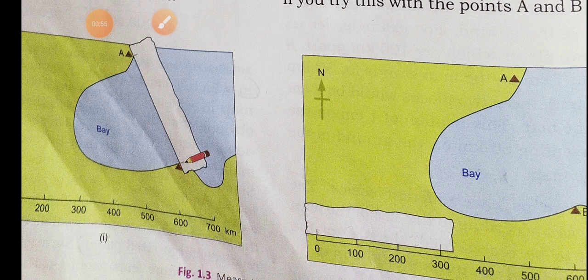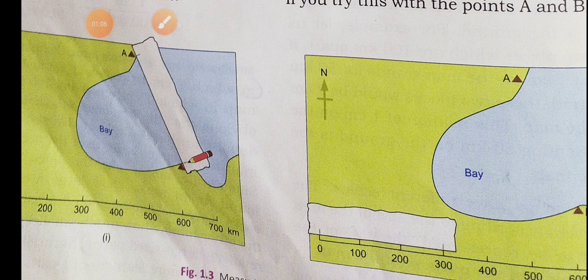First, topographic map. What is a topographic map? It shows both man-made and natural features. A topographic map shows man-made things as well as the natural features. These kinds of maps are called topographic map.